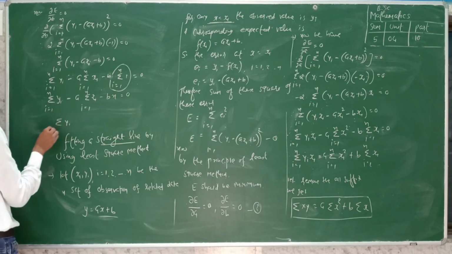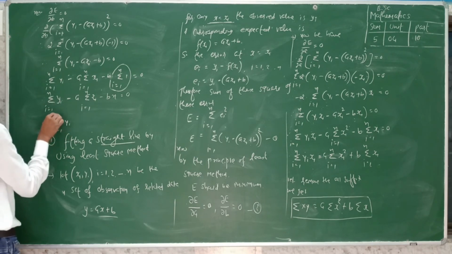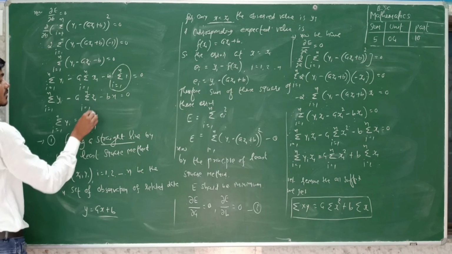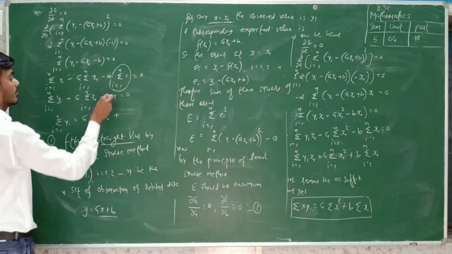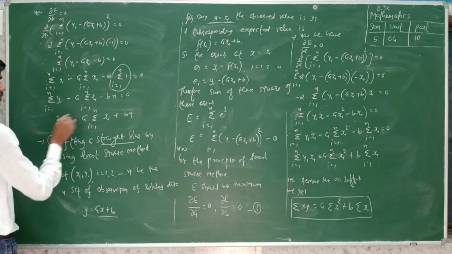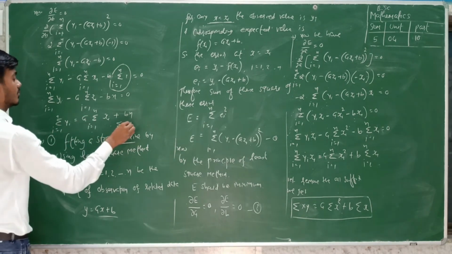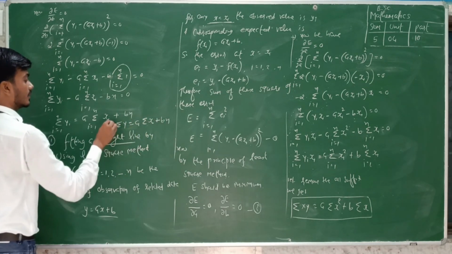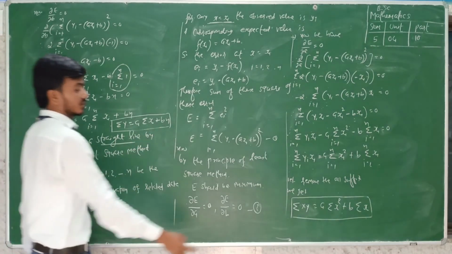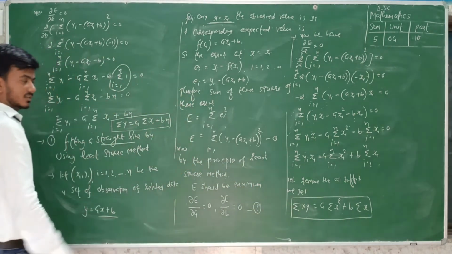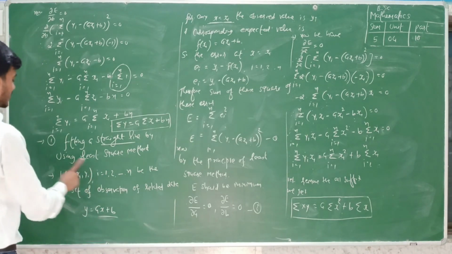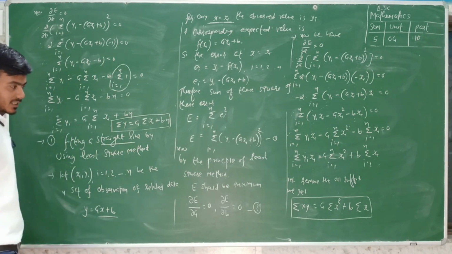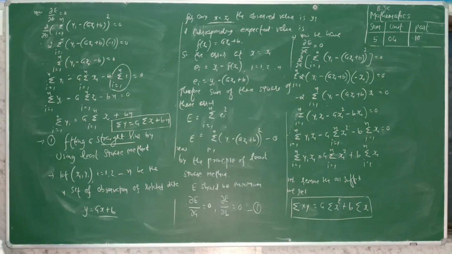So sigma yi is equal to a into sigma xi plus bn. Remove the suffix: sigma y is equal to a into sigma x plus bn. This equation and this equation, these two equations are called the normal equations of fitting a straight line. Note down.